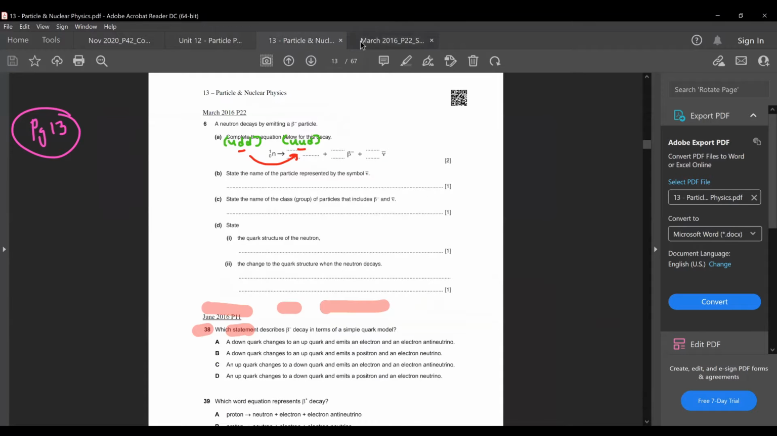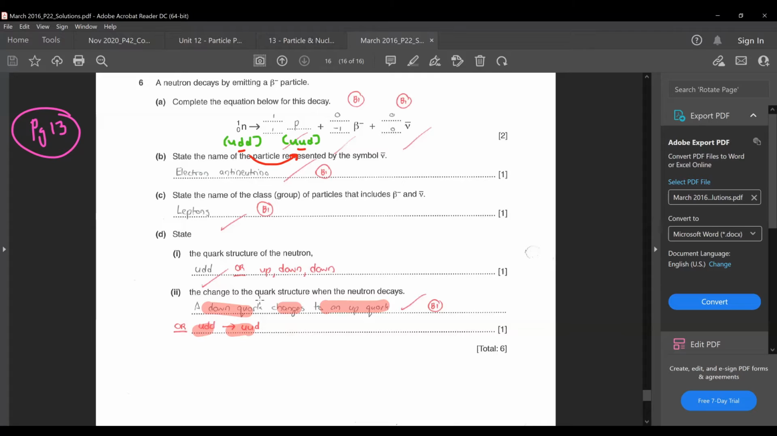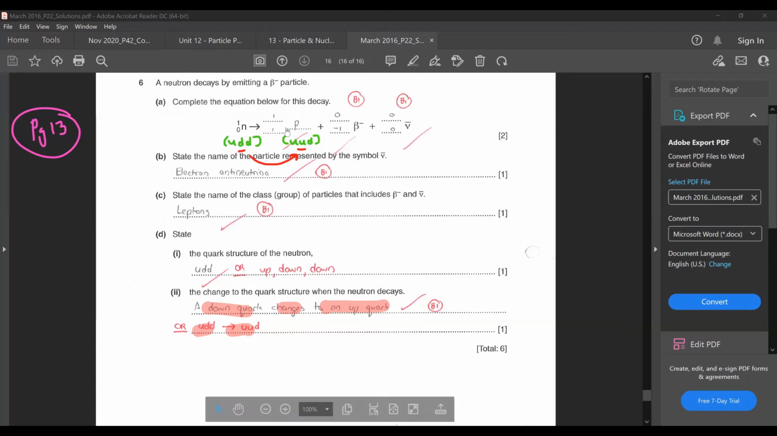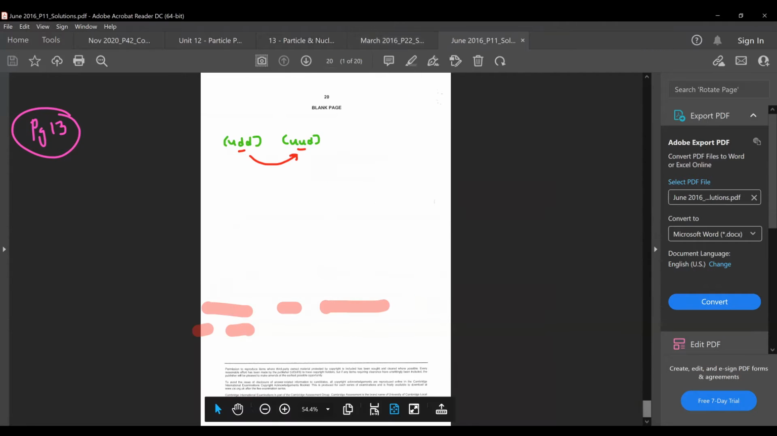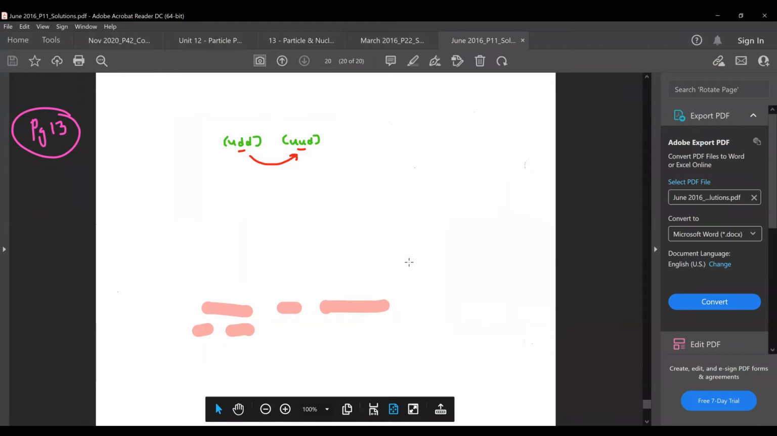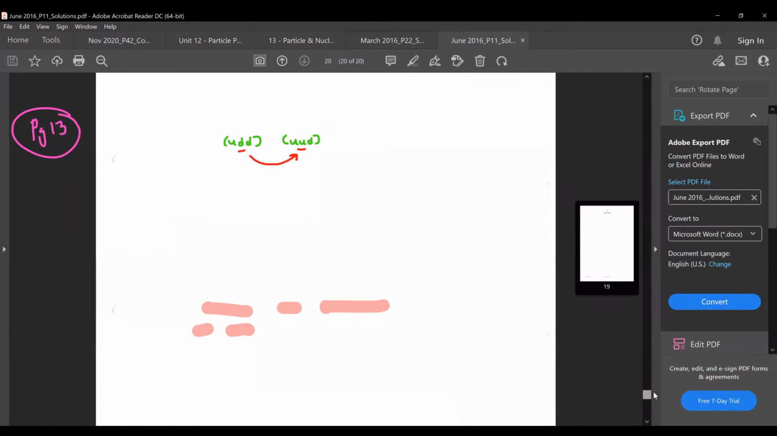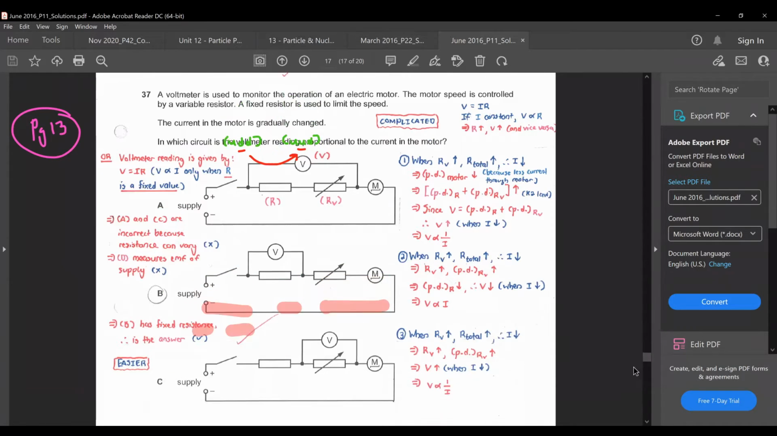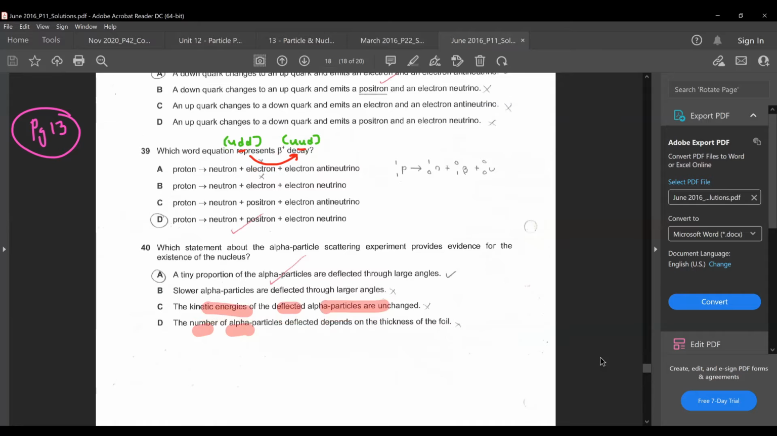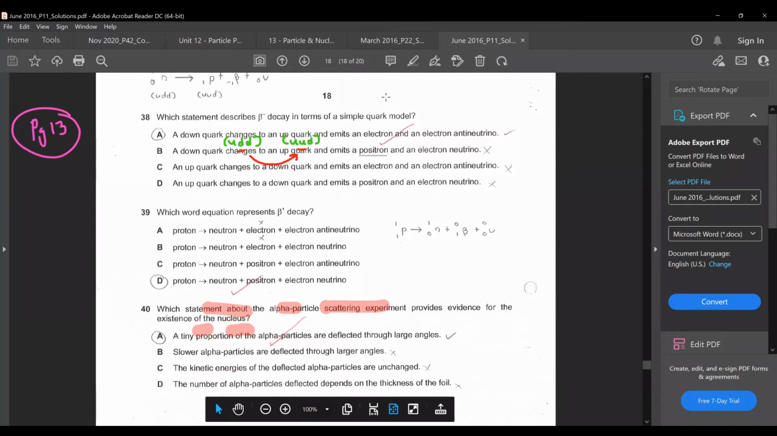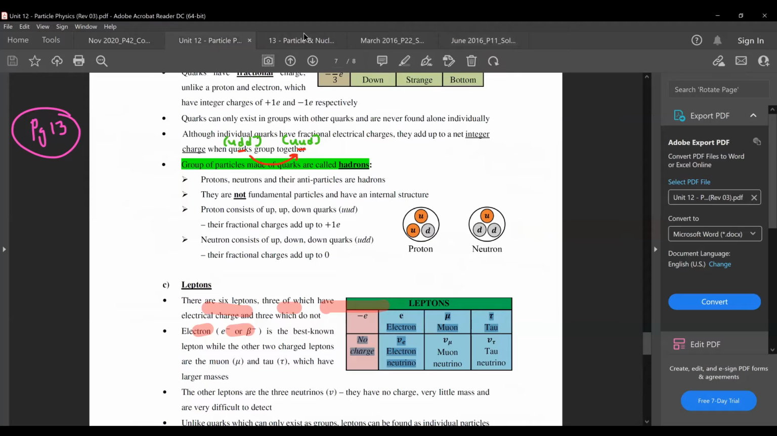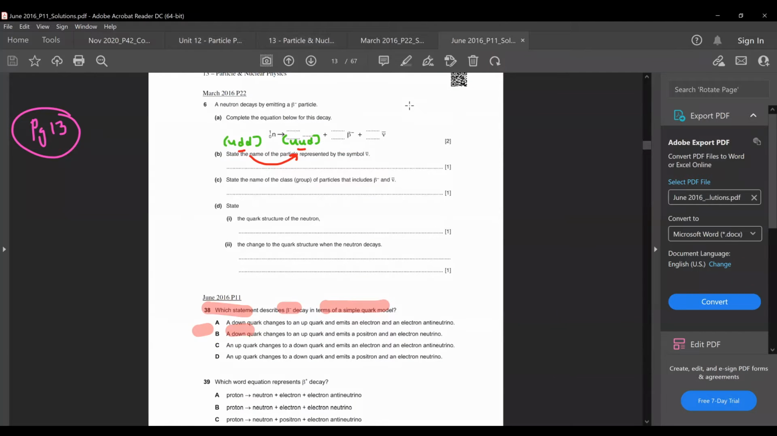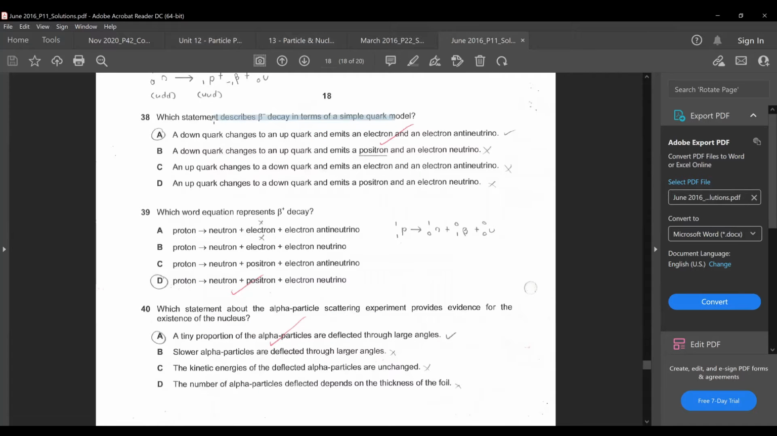This one is June 16 P11 on the same page, right? So let me open it up. June 16 P11, towards the end of the question. Okay, so this one here, they tell you, which statement describes beta minus decay in terms of the simple quark model.